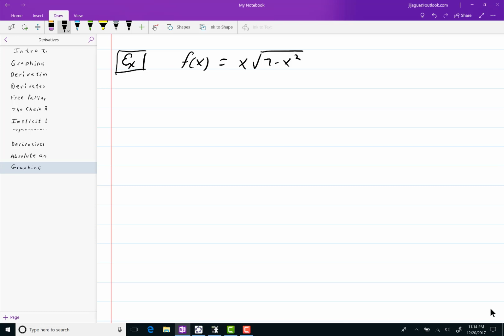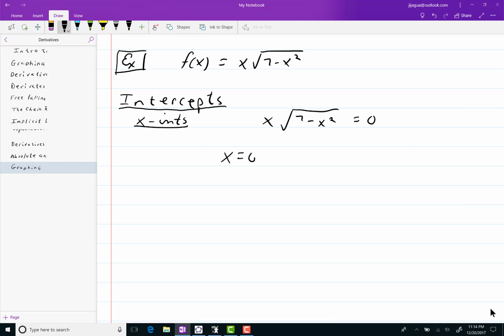First thing I'm going to do is to determine the intercepts, x and y intercepts. Start, of course, for me at least, with the x-intercepts. So set x times the square root of 7 minus x squared equal to 0. And then you have two different solutions, x equals 0, that's pretty obvious, or 7 minus x squared equals 0.